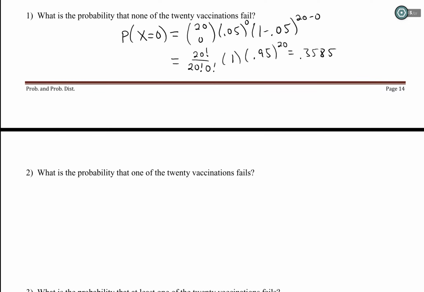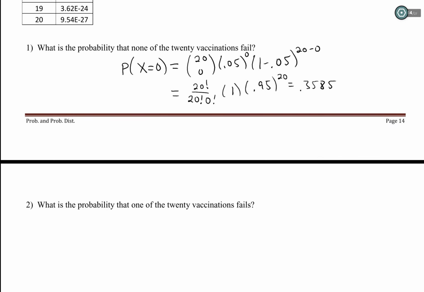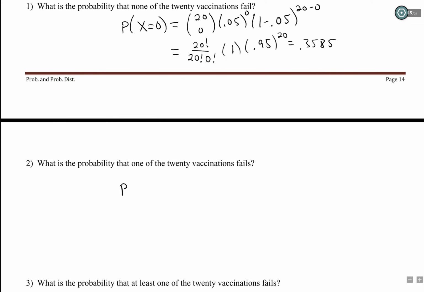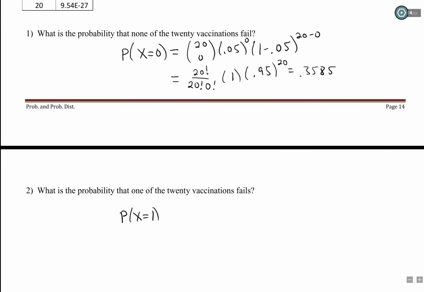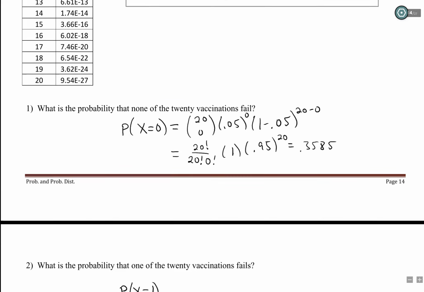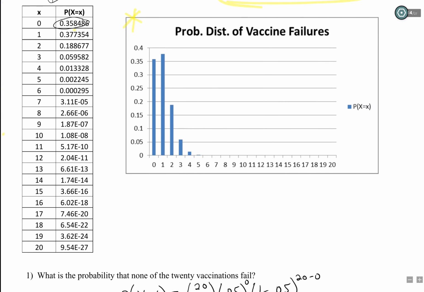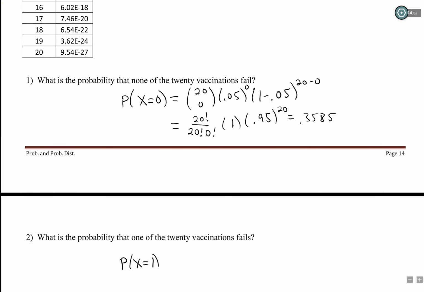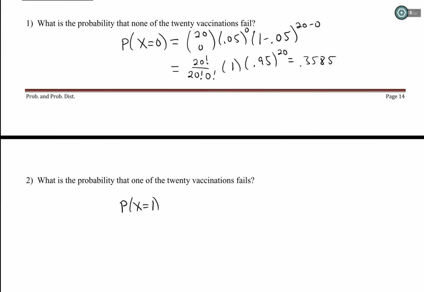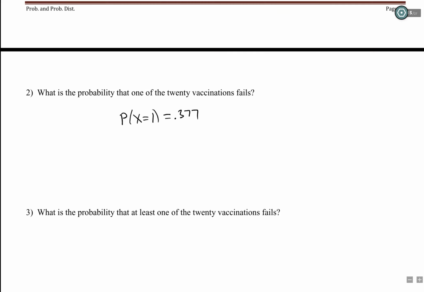What is the probability that one of the 20 vaccinations fail? That would be the probability that x equals 1. Again, if we wanted to use the binomial PMF formula like we did right here, we could do that, but I'm just going to appeal to the table that's got that probability. Here's that value here, 0.377, and it goes out to the third digit there. Okay, so to be more precise, this is the chance that exactly one of the 20 vaccinations fail.